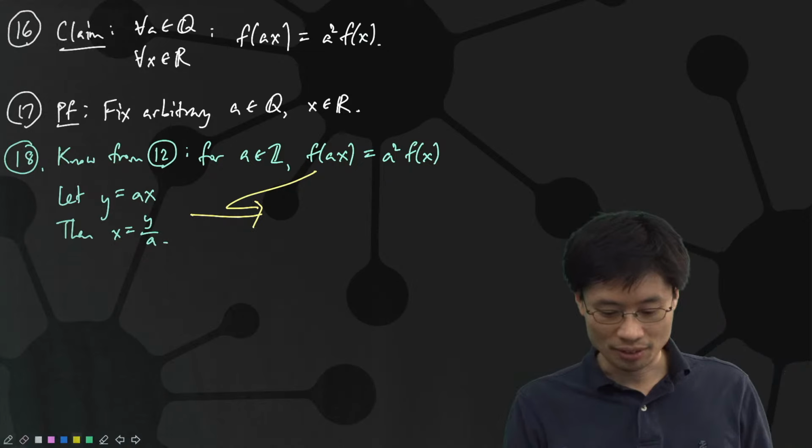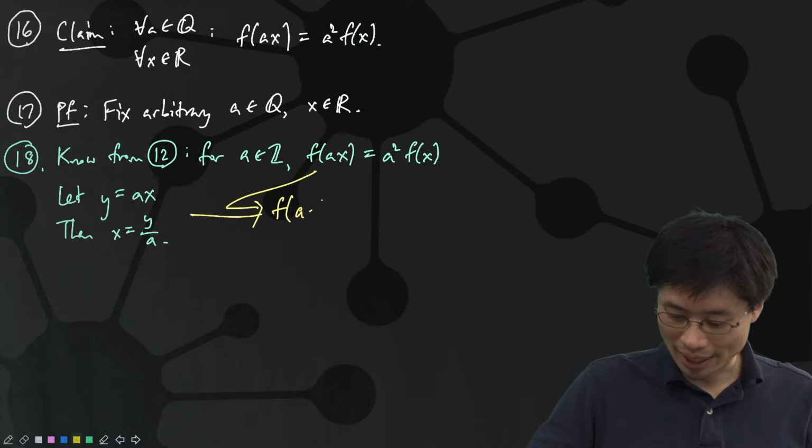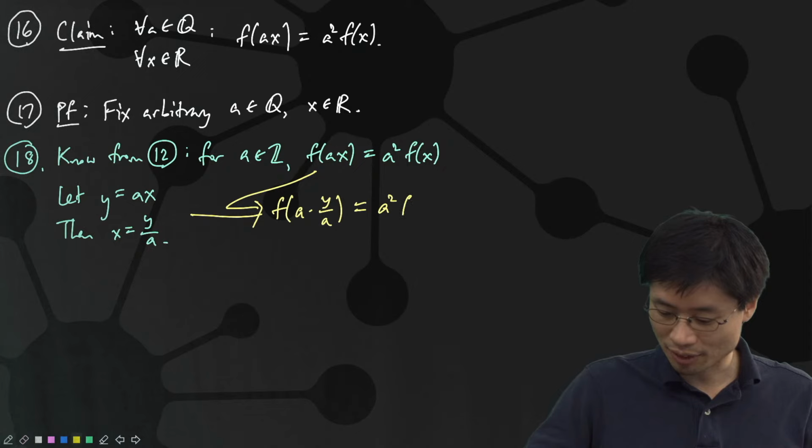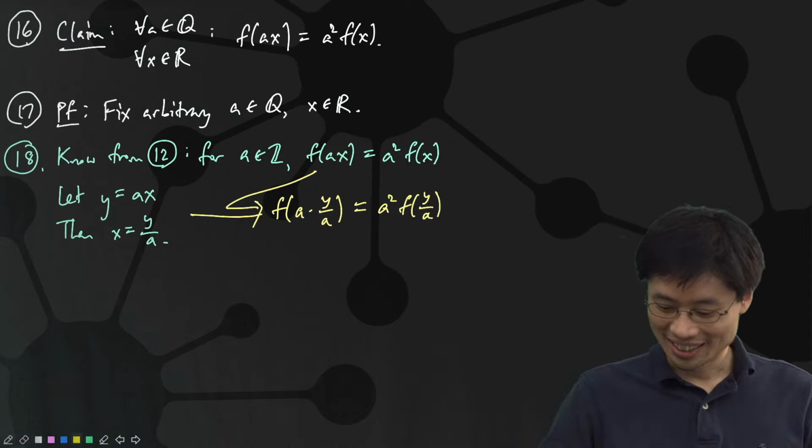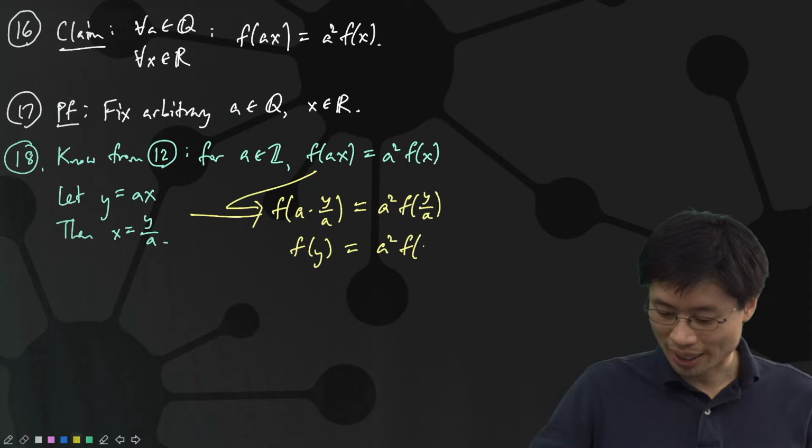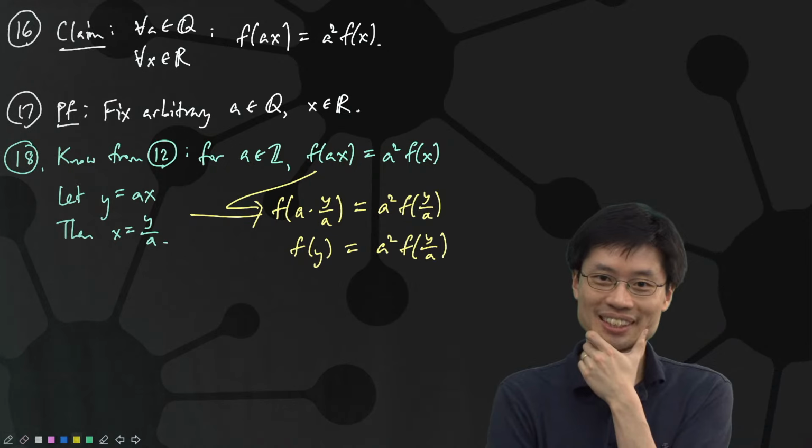F of a times x, that's just f of a times y over a. A is an integer here, and that's equal to a squared f of y over a. Is that what you're saying? Yeah. Okay, and the reason this is interesting is f of y is equal to a squared f of y over a. Okay, that's true. So now what?